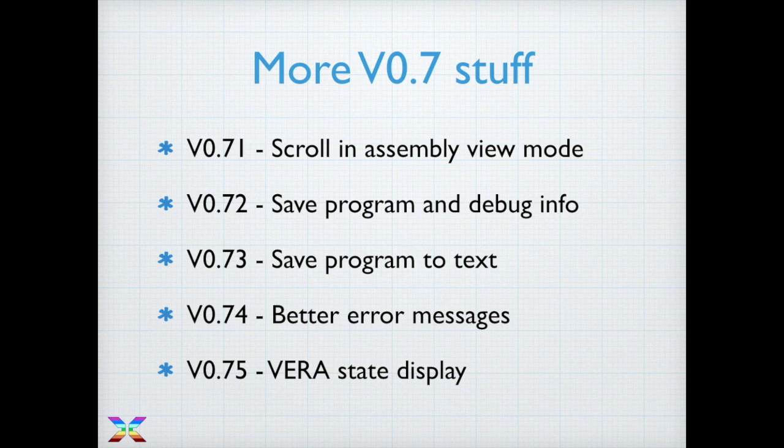We need to improve our error messages. Right now, the catch-all error message is invalid syntax, which is not always appropriate. I want to add error messages that help give you the information you need to figure out A, what's wrong and how to fix it. And as a stretch goal, I'd like to add into the debugger something that allows you to see the current state of the Vera interface chip.